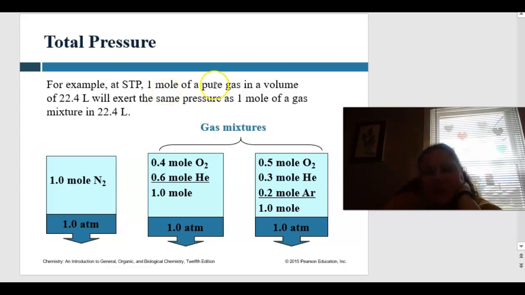1 mole of pure gas in a volume of 22.4 liters will exert the same pressure as 1 mole of gas mixture in 22.4 liters. All right, so here you can see 1 mole of nitrogen is 1 atmosphere, where again you have 0.4 moles of oxygen plus 0.6 moles of helium, and that would give you 1 mole, and that would exert 1 ATM. Again, 0.5 plus 0.3 plus 0.2 is 1 mole. So regardless of what the mixture is, we're still going to end up having the same pressure.